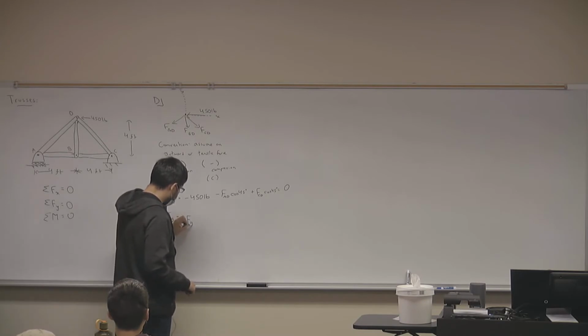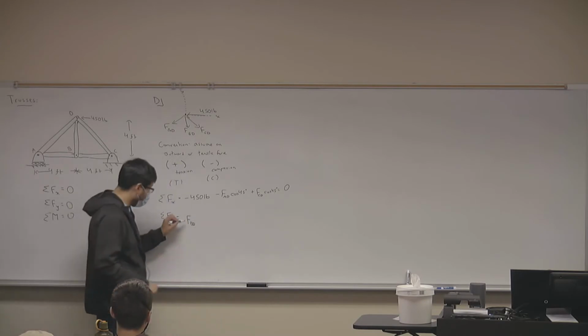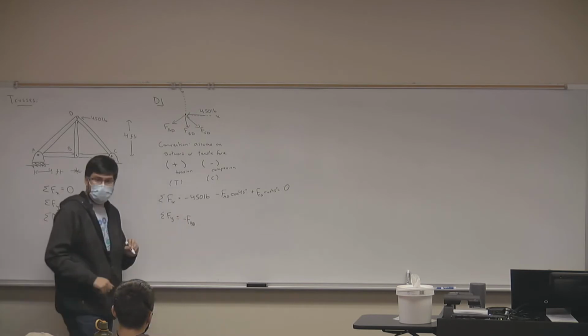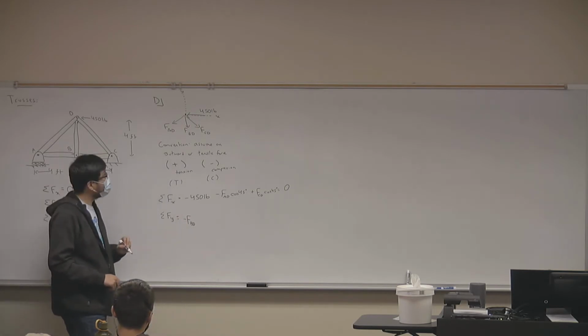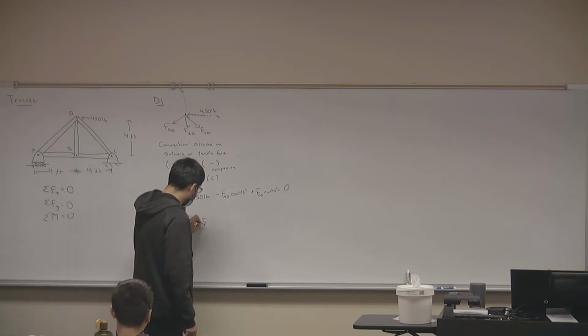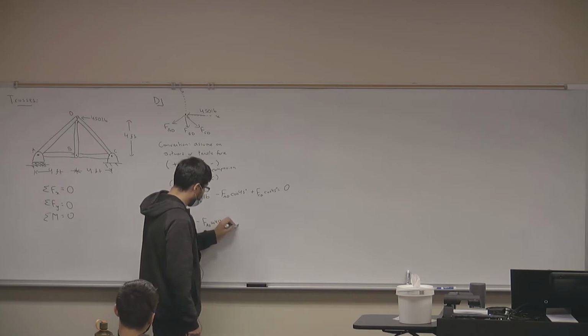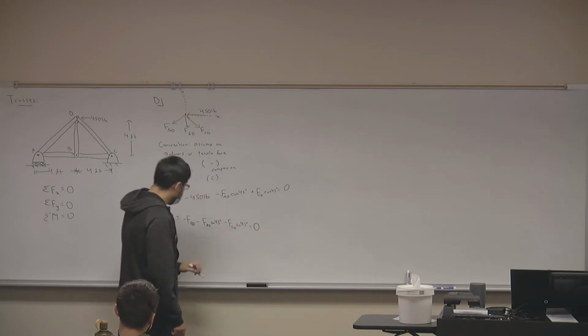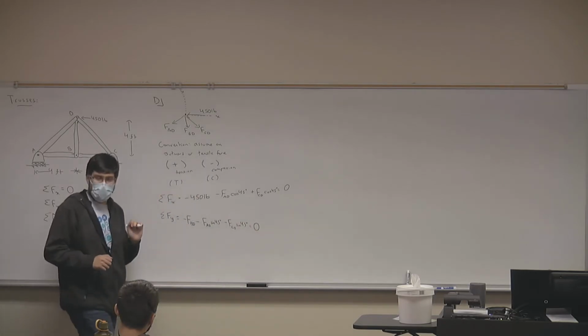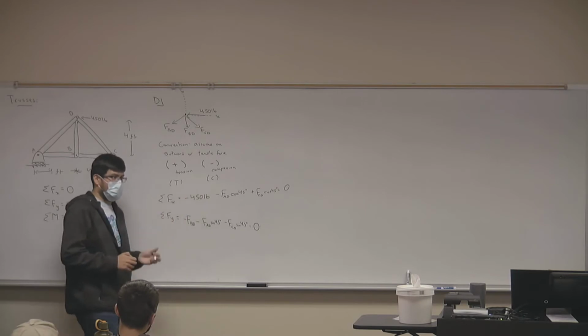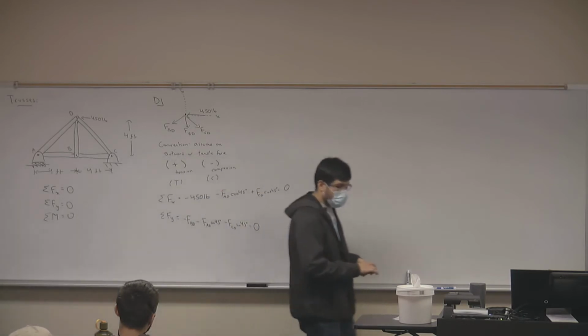Like this? There we go. FAD sine of 45. It'll be also negative. And then FCD sine of 45 is also... Now this equals 0. Ugh. 3 unknowns, 1 equation. Total 3 unknowns, 2 equations. We cannot really solve this.